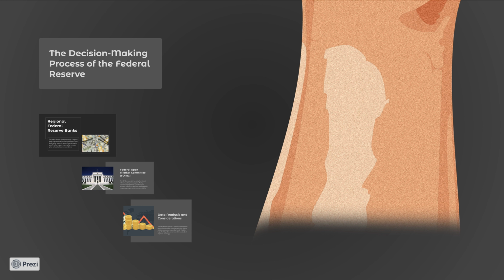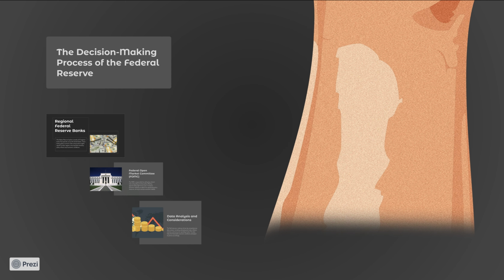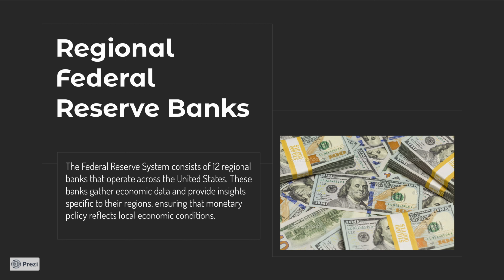But all of these are just decisions that the Federal Reserve can make. Let's talk about how they actually make these decisions, on the other hand. So first, there are 12 regional banks that operate across the US in the Federal Reserve System. These banks gather data and information, and they provide insight into how their region is doing economically.